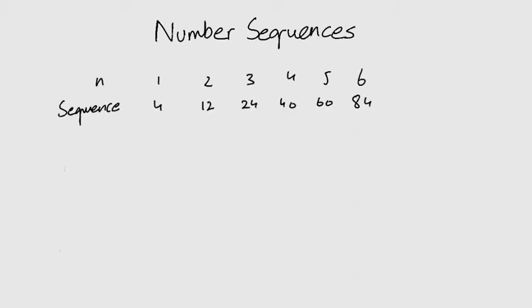Here we are. The sequence is 4, 12, 24, 40, 60, 84. Now notice that the choice of small n, that is, you have to start counting from the left side, is not arbitrary. You can't assign n is equal to 1 to 84. You have to assign it to the number 4, which comes first. Now notice that all of the numbers in the sequence are multiples of 4. So let's write them by multiplying a number by 4.